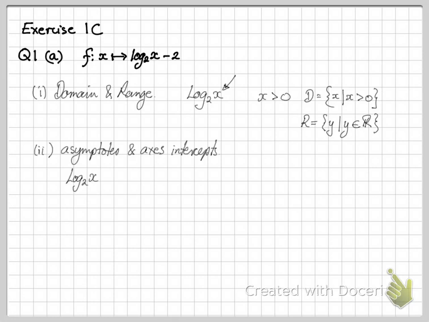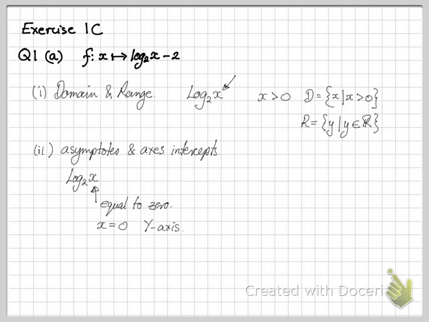Alright, we want to find out the vertical asymptote. We do that by finding out where this part here is equal to 0. Now that just happens to be, in this one, a simple one where x equals 0. So that is the y-axis, is the vertical asymptote.